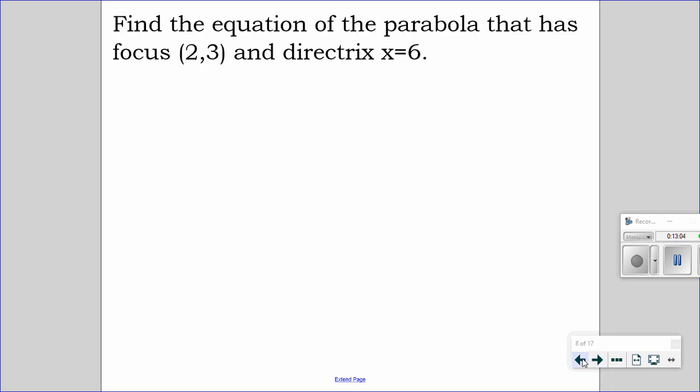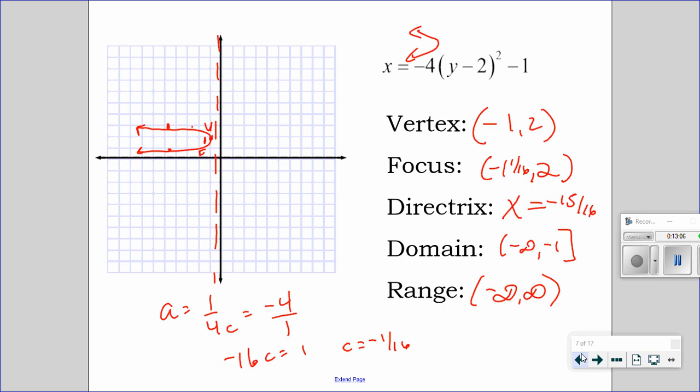Okay, that's a good place to stop with graphing of the parabolas. The next lesson will be given info, get some equations, and get that info as well.